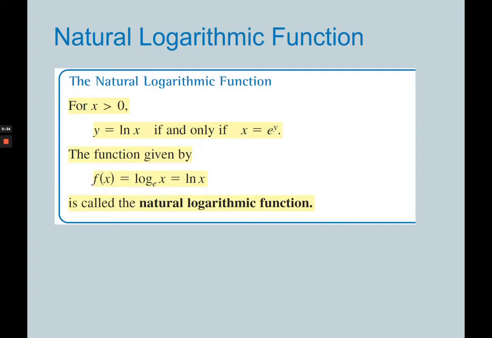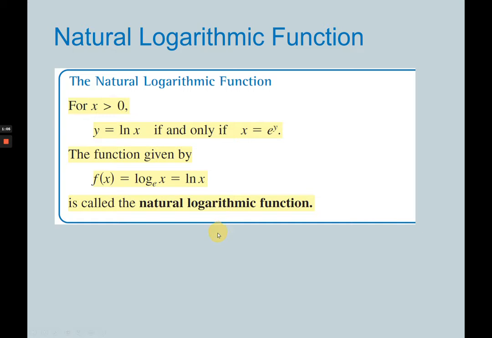Let's start with the definition of the natural logarithmic function. As defined, for x greater than 0, y is equal to ln of x if and only if x is equal to e raised to y. Now, what is ln? The function given by f of x is equal to logarithm base e of x is actually shortened as ln of x. This is called the natural logarithmic function.